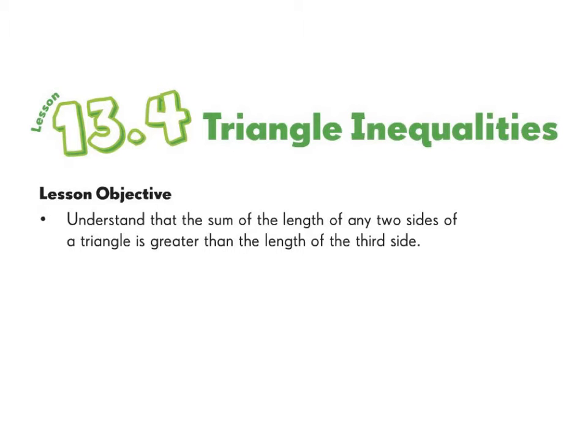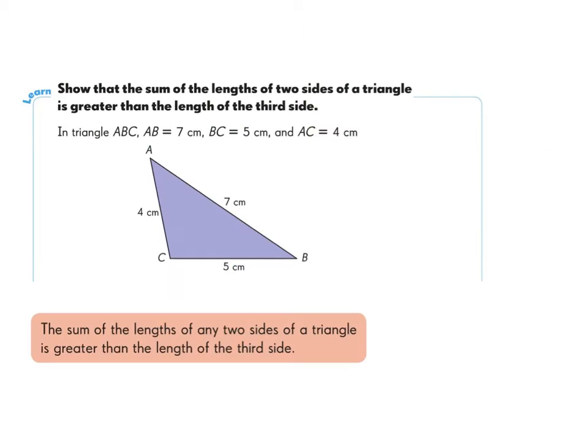Hi everyone, today we're looking at triangle inequalities from lesson 4 of chapter 13, and this is about understanding that the sum of the length of any two sides of a triangle is greater than the length of the third side. Greater than the length of the third side. I'll show you what I mean.